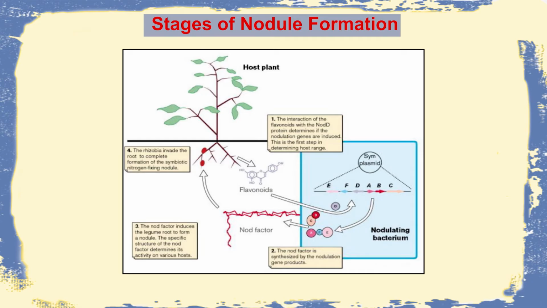So, if we discuss the different steps of nodule formation, it is like this. There will be interaction of flavonoid with the NodD protein, and there will be induction of nodulation genes. It is followed by a specific increase in nod factor, and then there will be initiation of nodule formation in the cortical region. So there is modification of the cell, and then there will be activation of the nitrogen fixing genes, and nitrogen fixation will be initiated.